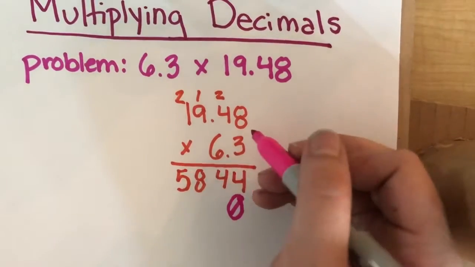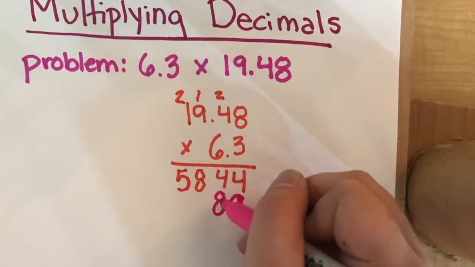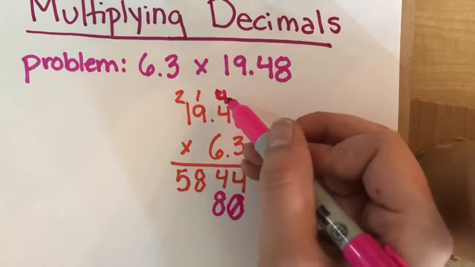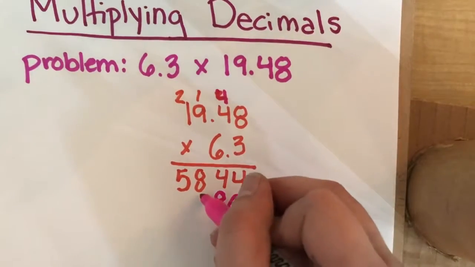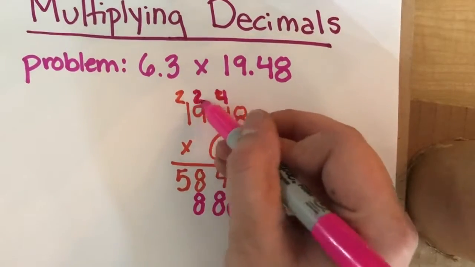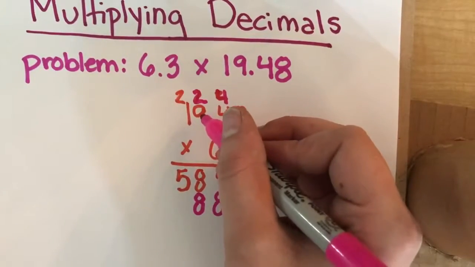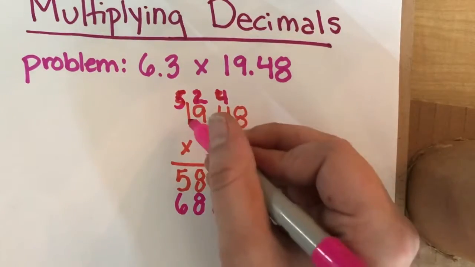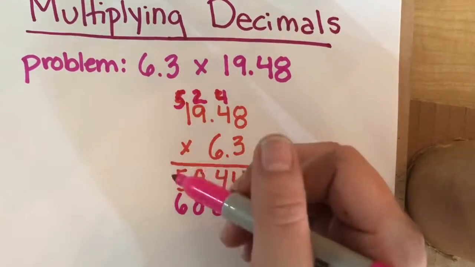6 times 8 is 48. 6 times 4 is 24. 25, 26, 27, 28. 6 times 9 is 54. 55, 56. 6 times 1 is 6, plus 5 is 11.